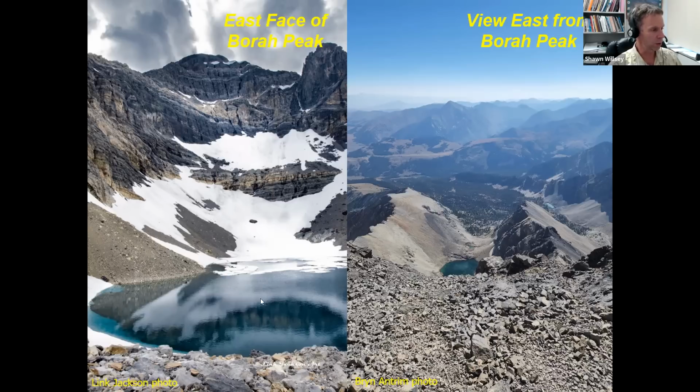But you can see this beautiful cirque here with a small lake. This is a great shot here looking down off Borah Peak down to the east. So you can see the U-shaped valley.